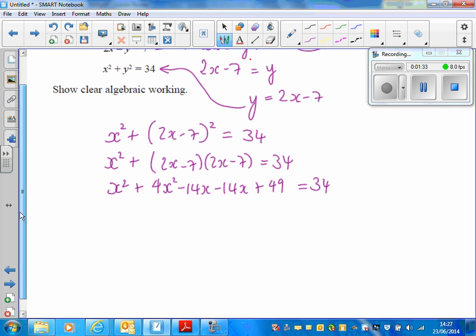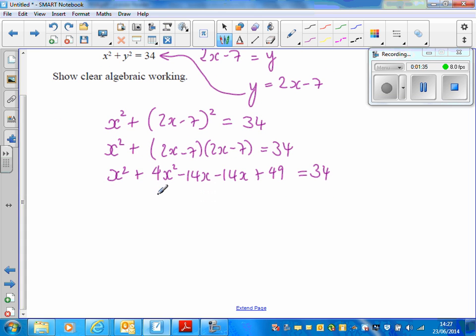Let's just tidy it up and make it into a proper quadratic equation. We've got 5x squared minus 28x, and now 49 take away 34 comes out as 15. So there's our quadratic equation. Now I think I should be able to factorize that fairly easily. You could use the crisscross method or any other method that you've been taught.